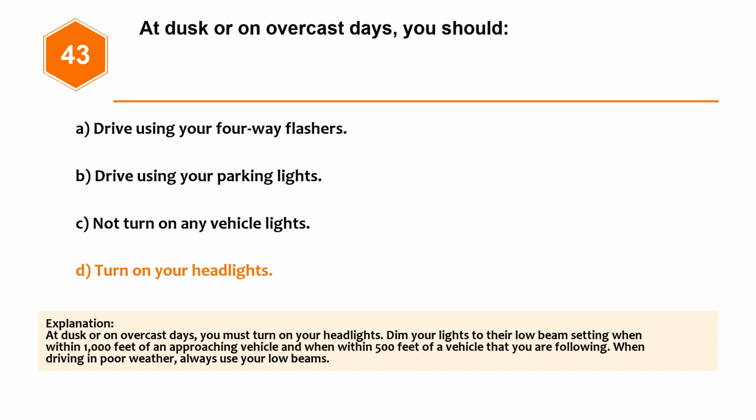Explanation. At dusk or on overcast days, you must turn on your headlights. Dim your lights to their low beam setting when within 1,000 feet of an approaching vehicle and when within 500 feet of a vehicle that you are following. When driving in poor weather, always use your low beams.